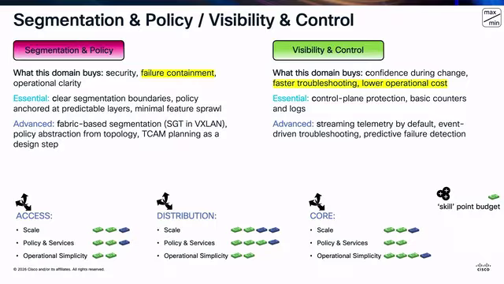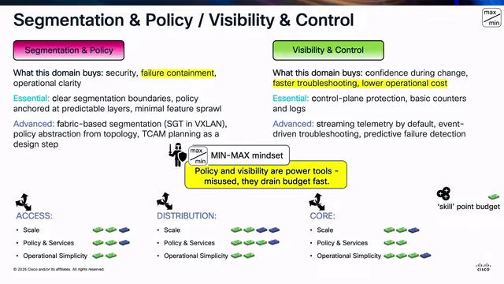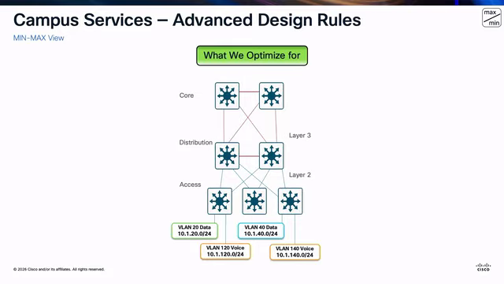And the same works for visibility and control. If we want to connect a device or group of devices to some sort of management platform like Catalyst Center, usually it requires you to buy a next tier of licensing, which costs money. So policy and visibility, at the end of the day, are very powerful tools. However, used incorrectly, they can quickly burn through your budget.